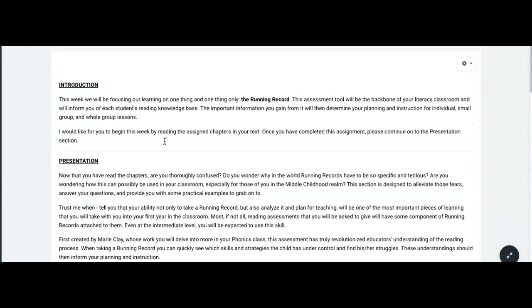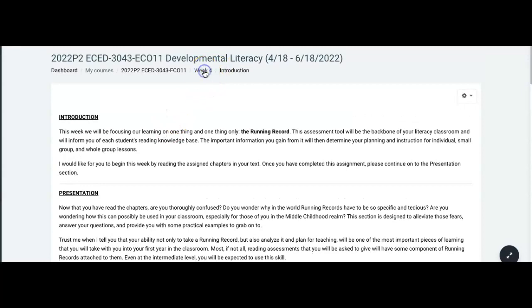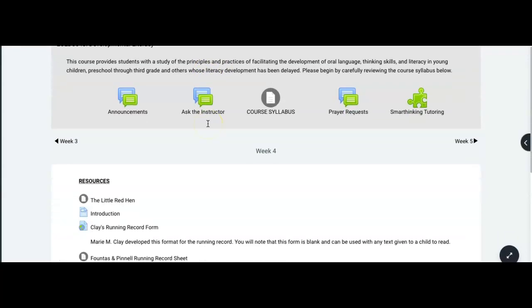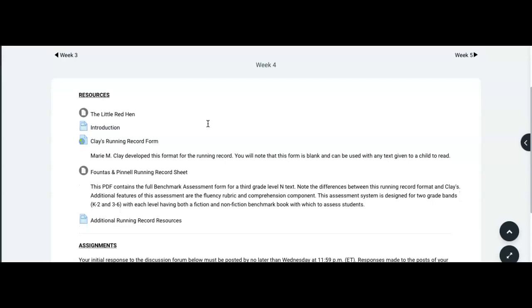If someone brings a running record to me, I can look at that running record and tell you the child's strengths and areas they struggle with without ever hearing that child read, just by looking at the errors made.